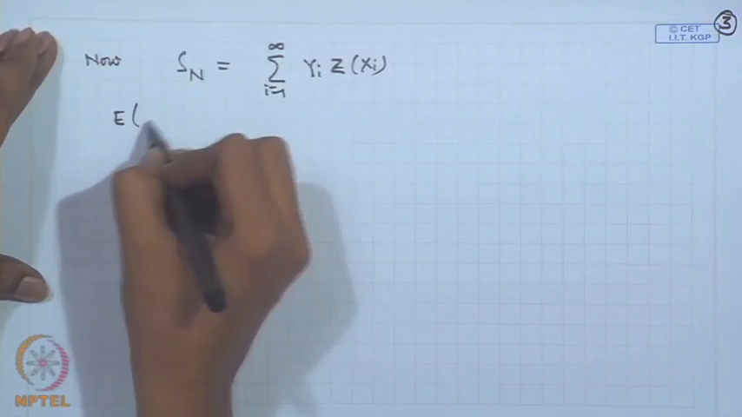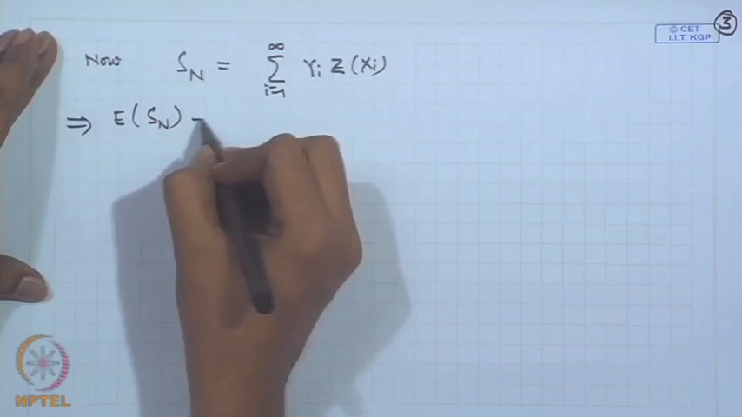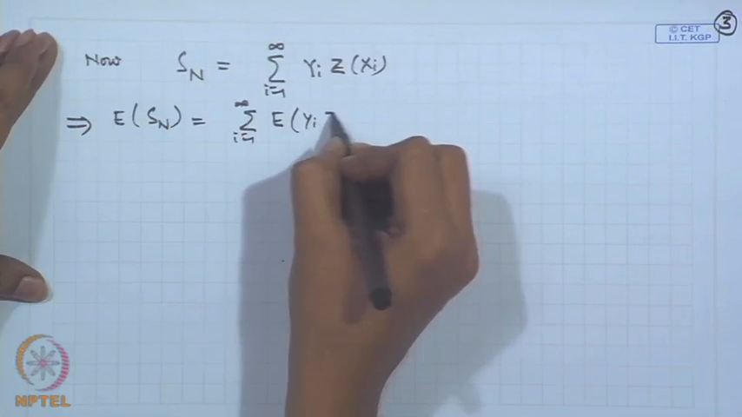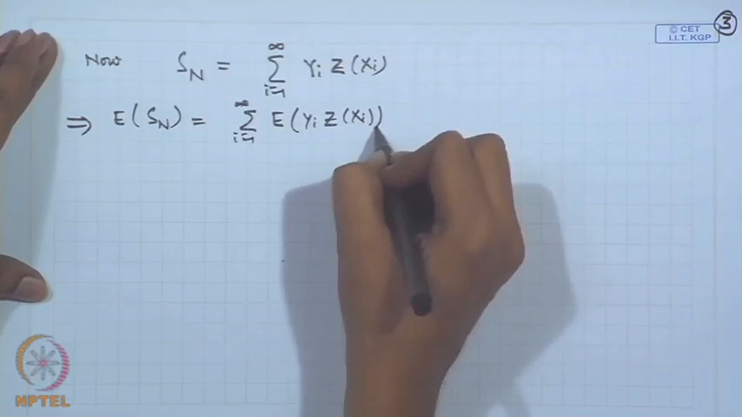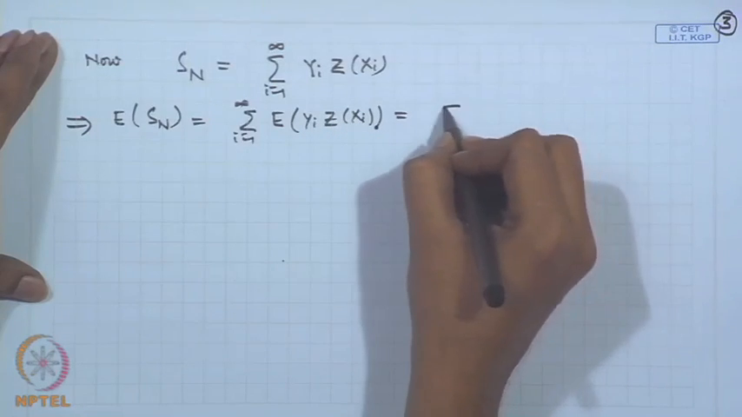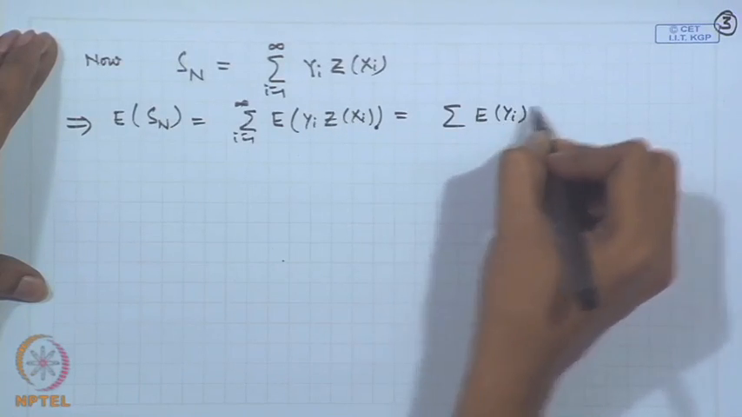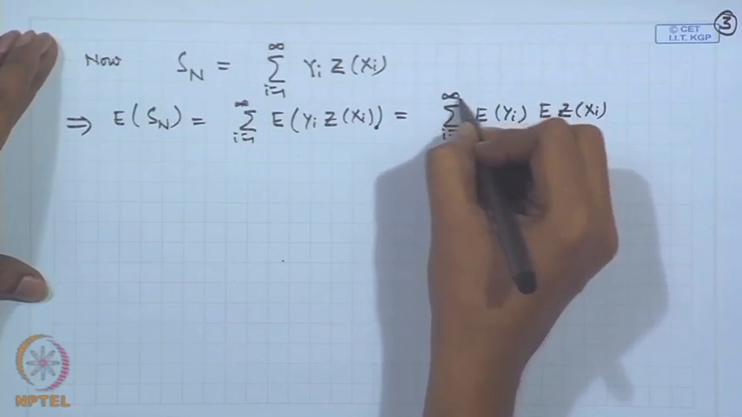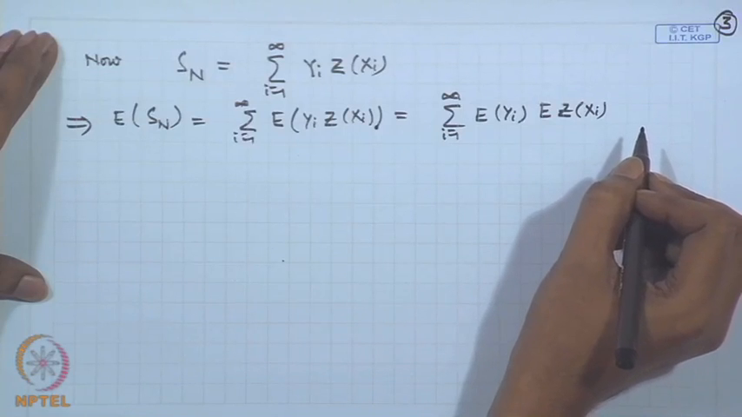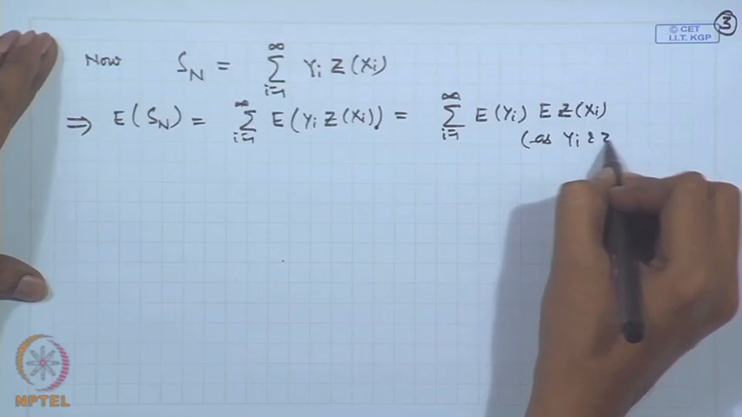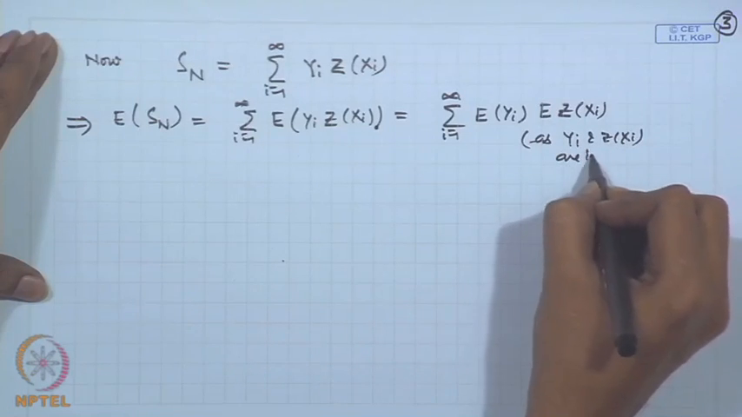So, now we can write expectation of S n equal to the sum, I from 1 to infinity, of expectation of y I z of x I, and I have said that y I and x I are independent. So, this becomes the sum of expectation of y I into expectation of z of x I, I from 1 to infinity, as y I and z of x I are independent.